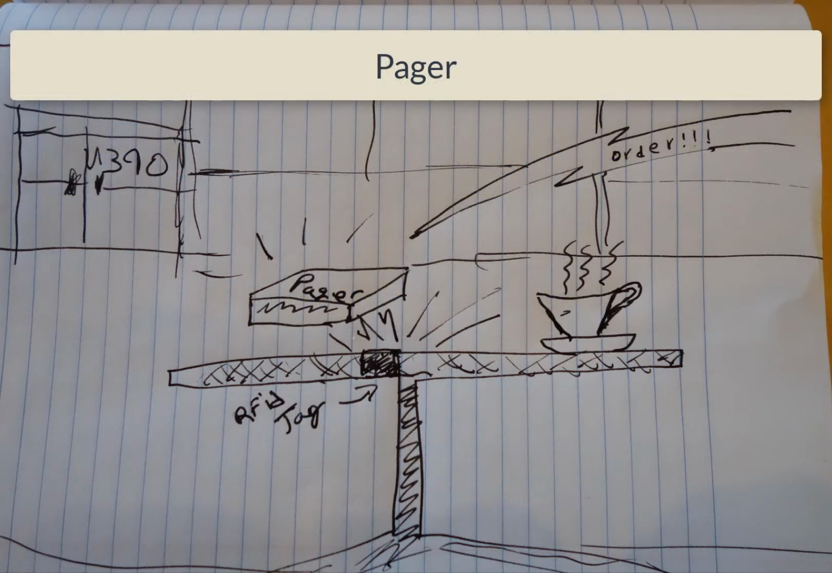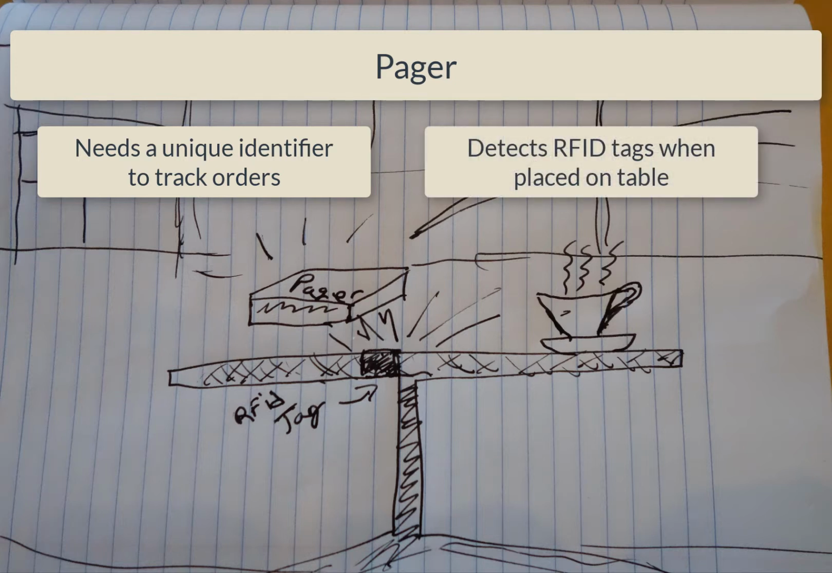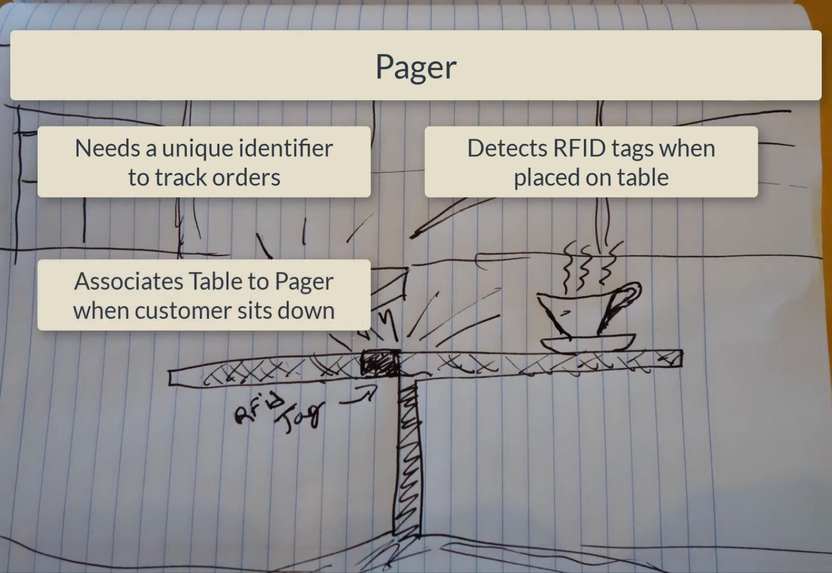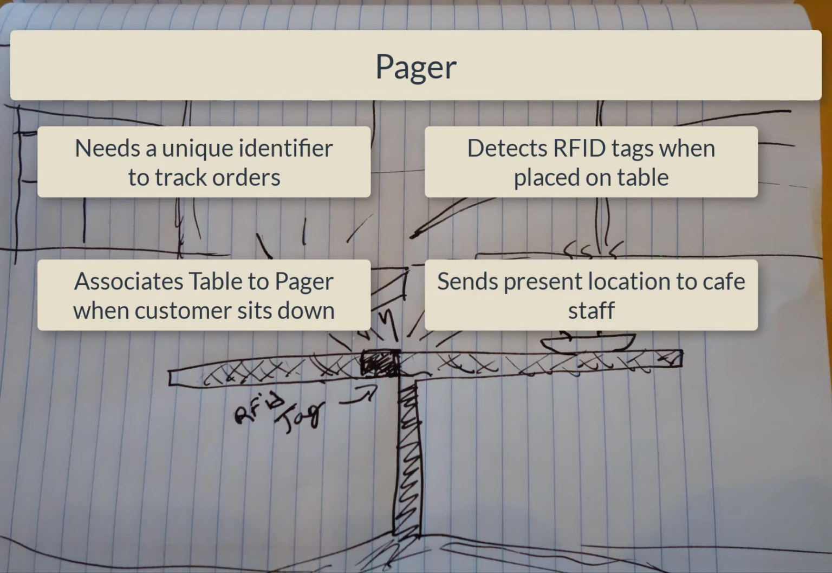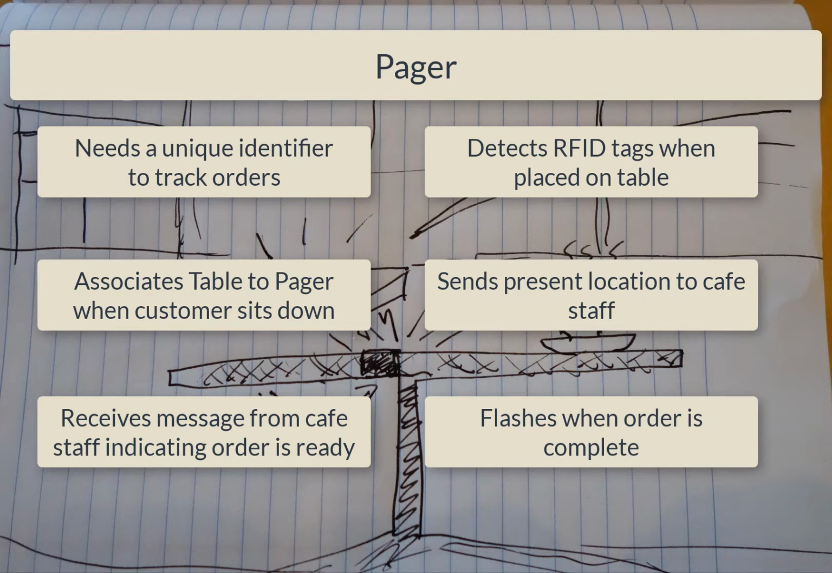Next, we'll talk about the pager. This is an interesting class. It has a lot of responsibilities. It needs a unique identifier, assuming multiple customers. It detects an RFID tag. It also associates a table to a pager ID. It broadcasts the message to the cafe base station. It also receives messages from the cafe base station, and it flashes whenever an order is complete. So there's a lot of stuff going on with this role. This is going to be an interesting one.